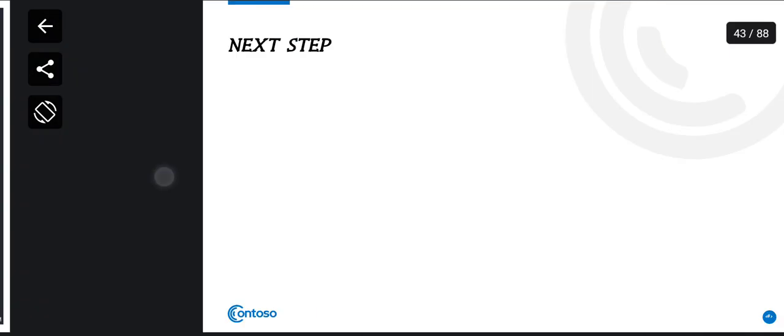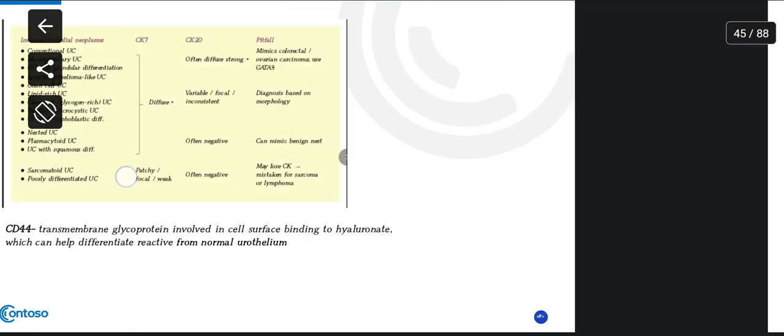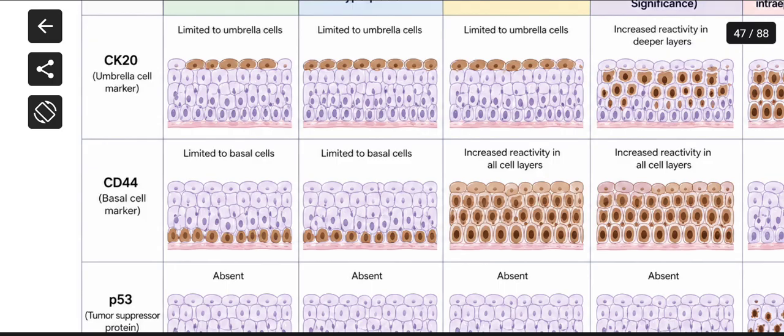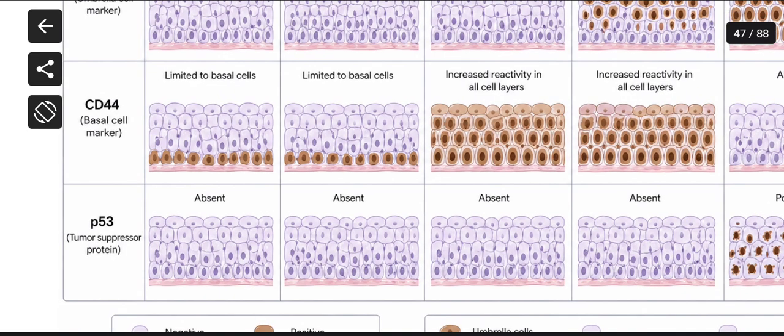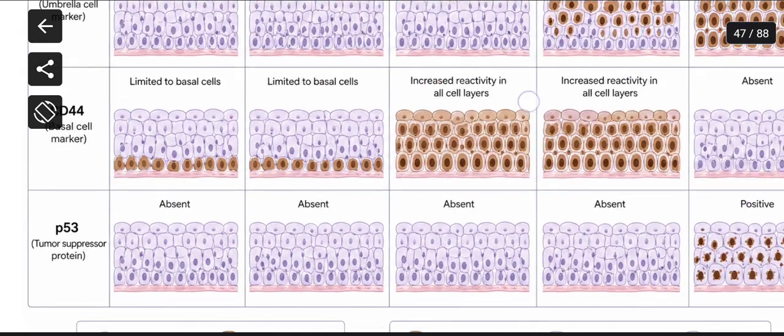But we can also use some IHCs to prove the findings. The triad of IHCs we can do are P53, CD44, and CK20. CK20 is a urothelial umbrella cell marker, normally limited to umbrella cells, and CD44 is a basal cell marker limited to the basal cell membrane. TP53 will be wild type. In flat urothelial hyperplasia, CK20 will be only in superficial cells, CD44 in the basal layer, and P53 is wild type.